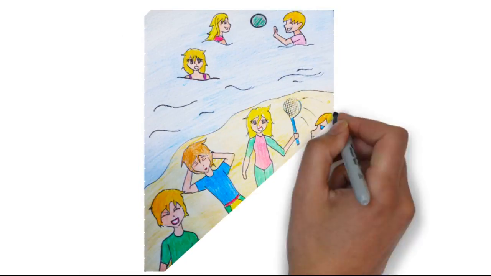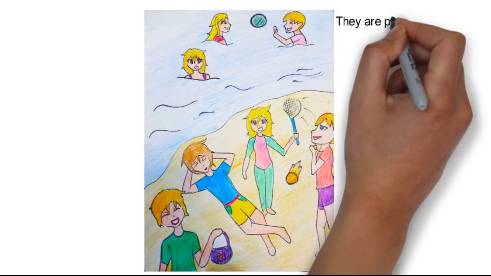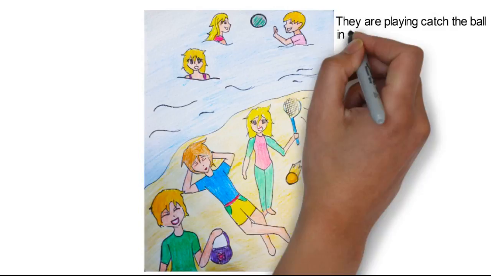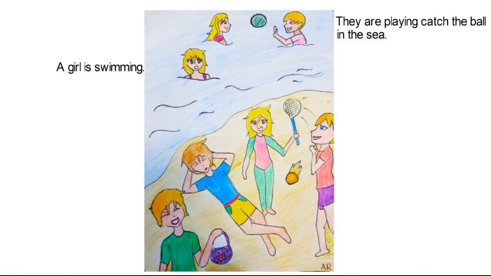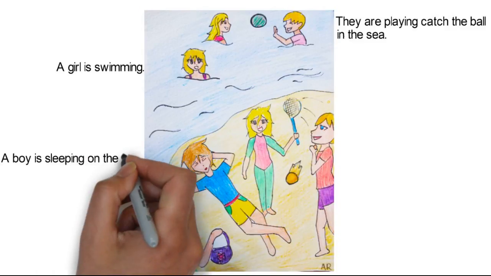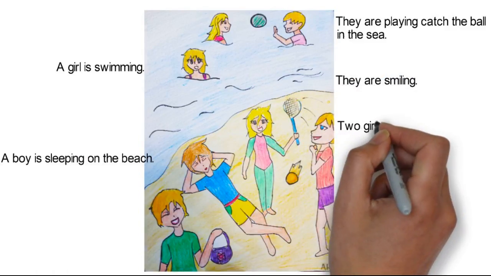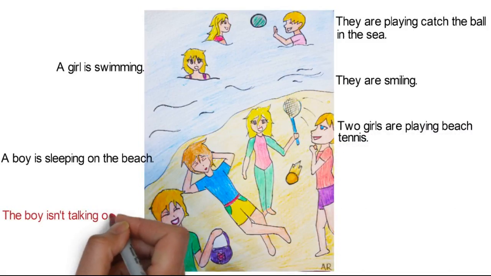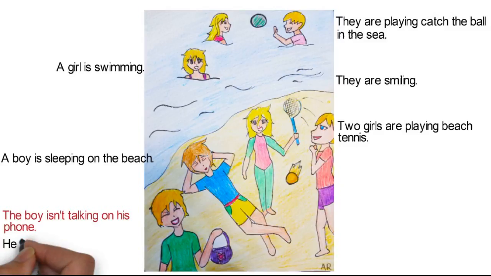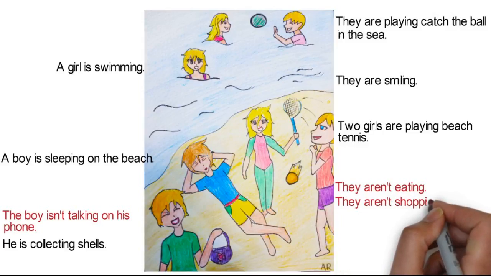Let's look at this picture. What are the children doing? They are playing catch the ball in the sea. A girl is swimming. A boy is sleeping on the beach. They are smiling. Two girls are playing beach tennis. The boy isn't talking on his phone. He is collecting shells. They aren't eating. They aren't shopping.